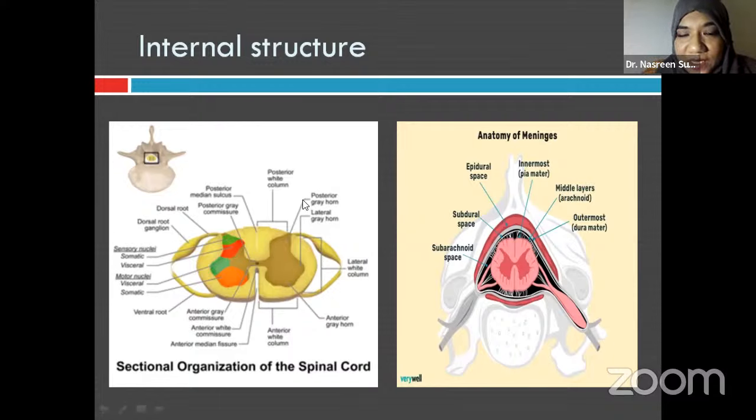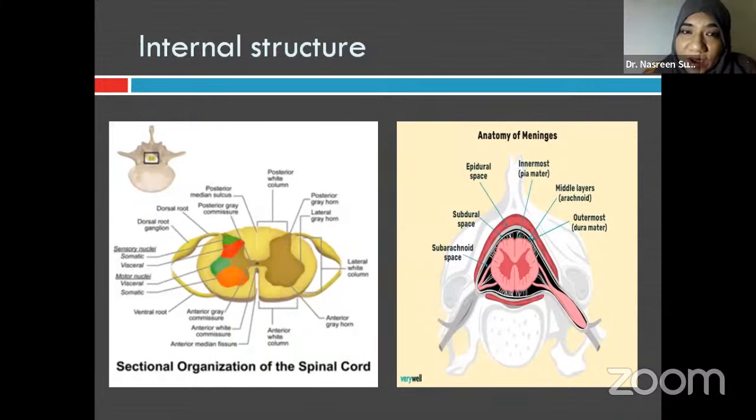See, posterior means this one, the above one. These two are posterior and these two are anterior. So posterior gray horn, this one, and anterior gray horn, this one. Here also posterior gray horn and anterior gray horn. Whereas the white one, we are calling it a column, sorry, not horn.